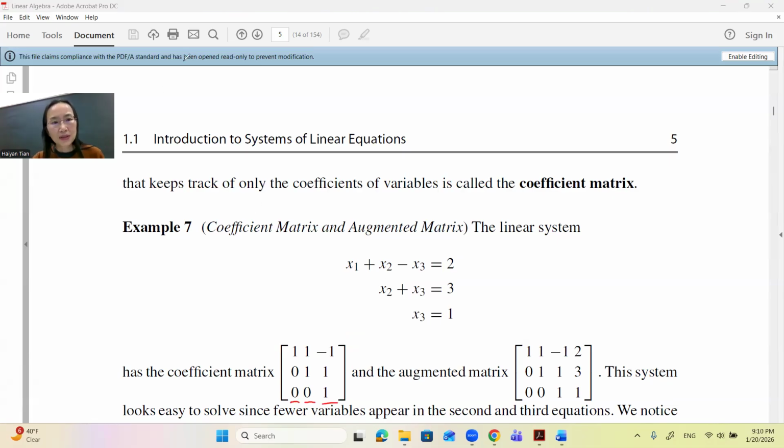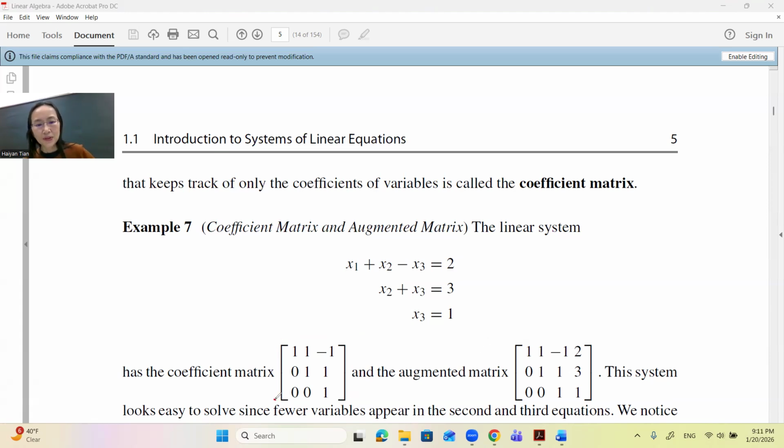So when you do not see a variable in a certain equation, then the coefficient is 0. And the matrix has a lot of zeros. That's nice because usually it means the equations are relatively simple to solve.